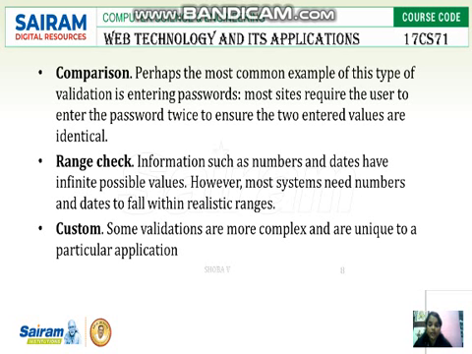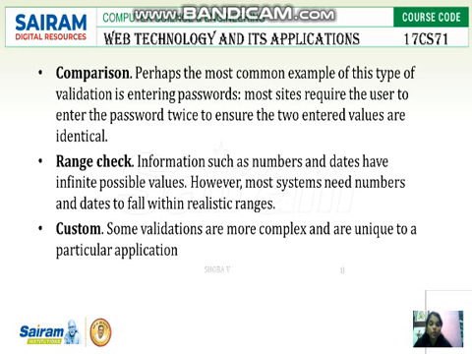And comparison. As I told already, the most common example of this type of validation is entering passwords. Most sites require the user to enter the password twice to ensure the two entered values match. So this we can do as a comparison in input validation. Then range check. How can we check the range? Information like numbers and dates has infinite possible values, so we have to check the range also, like what is the from and to, for example numbers from 0 to some limit.